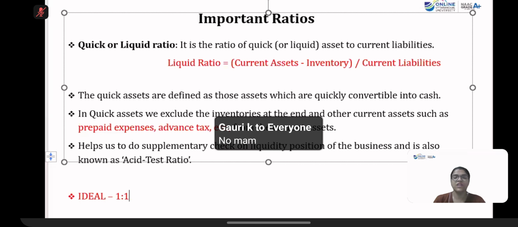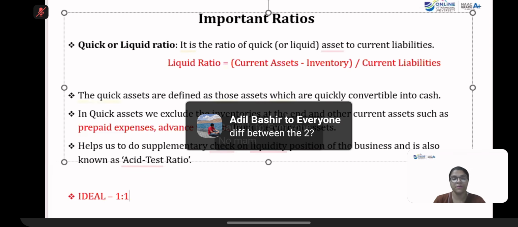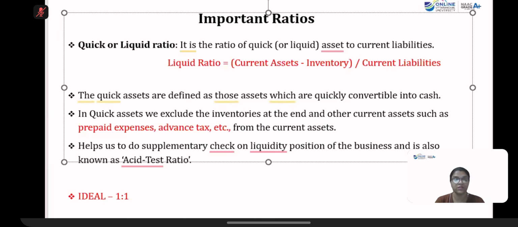Okay, so when you talk about the liquid ratio, you need to understand that a higher liquid ratio will indicate a stronger ability to meet the short-term obligations. That means the ideal liquid ratio is 1:1. It depends upon industry to industry.